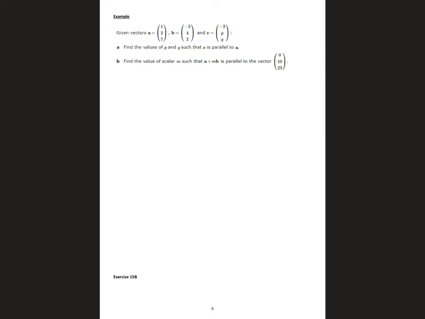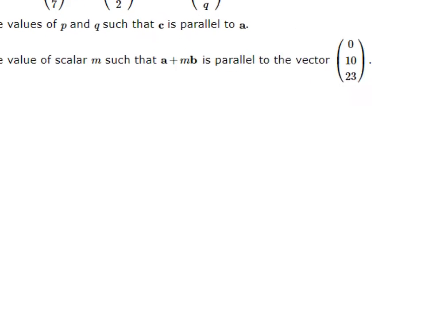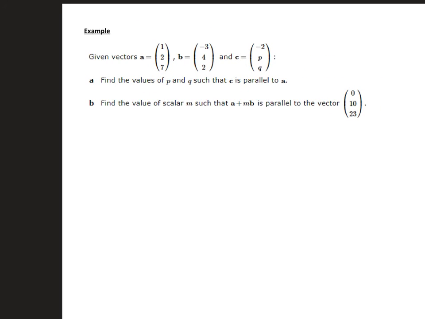Okay, let's try putting these skills together with 3D vectors. So I have 3 vectors, A, B, and C. And as you can see, in C, no pun intended, there's two unknowns, P and Q. So part A says, find the values P and Q such that A is parallel to C. Okay, well, A and C are parallel.